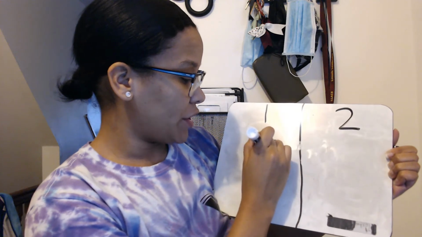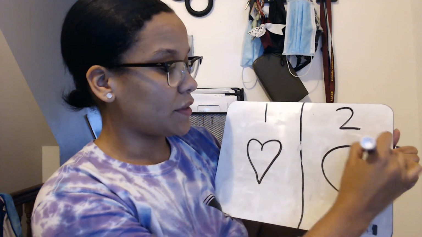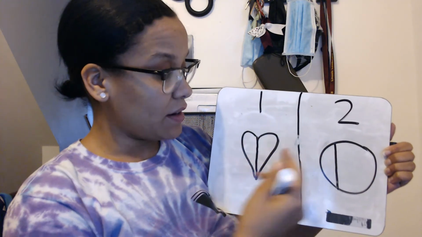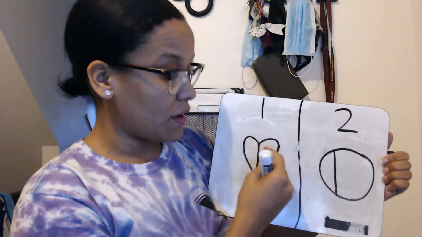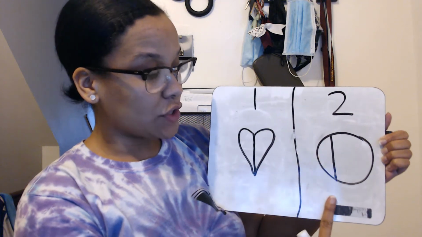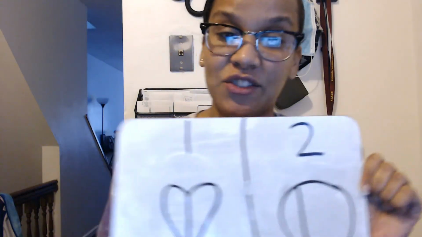I think I'm going to draw a heart this time. No. And let's do a circle on this side. Okay. Which one shows 2 equal parts that is cut into 2 halves? Again, both of them have 2 parts, but which one is equal and which one is 2 halves? Number 1 or number 2? Number 1. Hope you guys are getting these right.